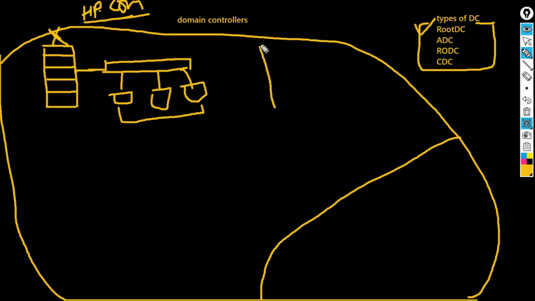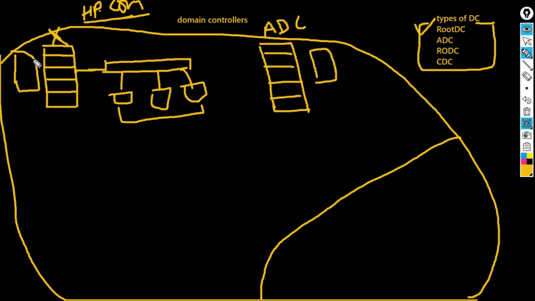So what can be done by a backup domain controller? Here I'll take one more server and configure it like the root domain controller, same as here. And I will call this domain controller the additional domain controller. The additional domain controller is a backup domain controller for your root DC. After configuring it, whatever user you create in the root DC database will automatically be replicated to the additional domain controller. Whatever user, group, computer you create here will be replicated automatically. And if you create something here, that will be replicated to the root DC. Both-side replication will happen.